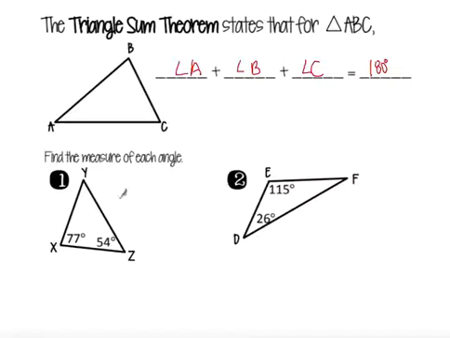So for examples 1 and 2, we want to find the measure of each angle. So when I look at this triangle, I can tell that my triangle is always going to have 3 angles in it. So I have one angle that's 77 degrees. I've got one angle that's 54 degrees, but I don't know what this angle is. So I'm going to let this angle be y. So what I should be able to do is say 77 plus 54 plus y, and it should all equal 180.